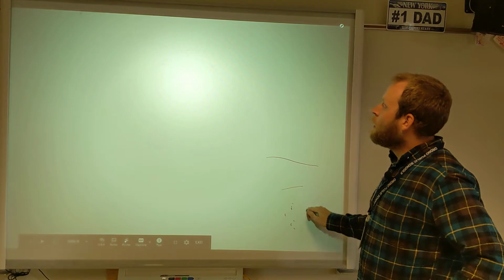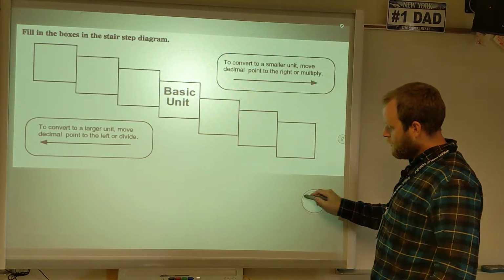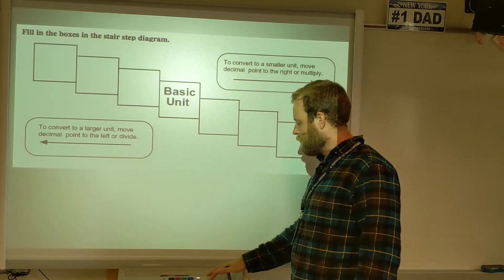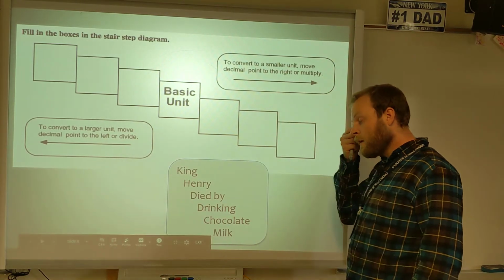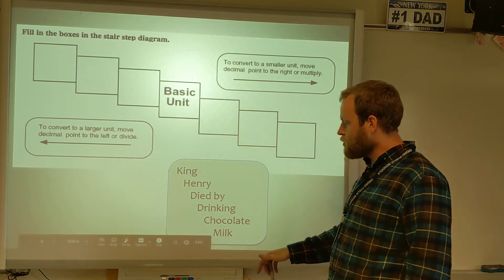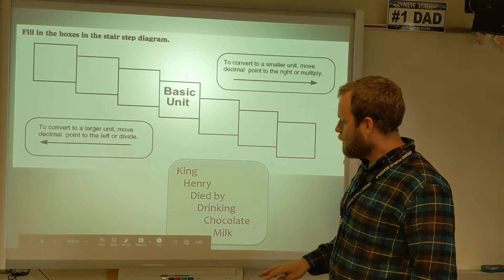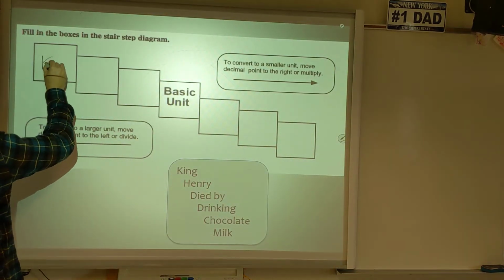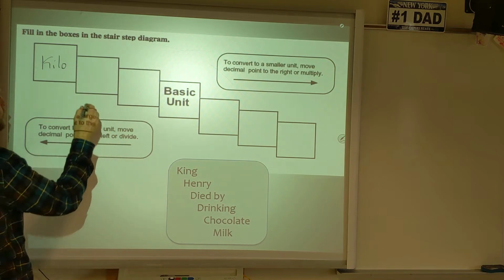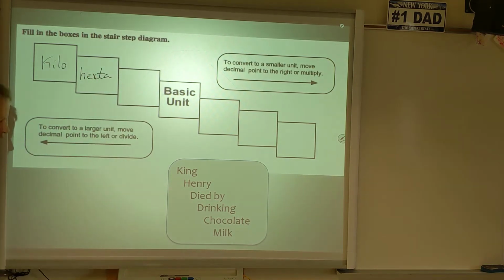There we go. All right, so metric system. This is going to give you all of them, but you really only need to know 4 of them. So King Henry died by drinking chocolate milk. That's how you remember them all. King is for kilo. Henry is for hecta. Hecta, not a K. I was going to write a K.